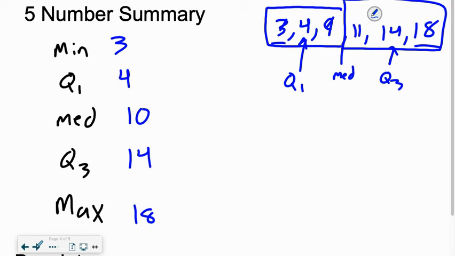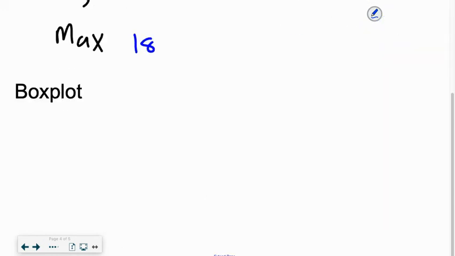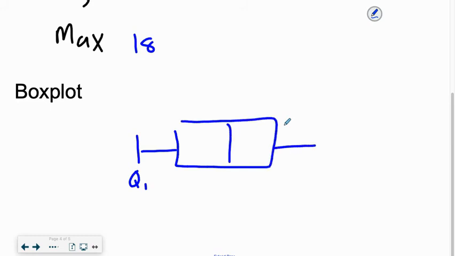That 5-number summary displayed in a graph is called a box plot. So a box plot looks something like this. You take your Q1, this is your minimum. This is Q1. Your median is inside the box. Q3 is out there. And your max is here.